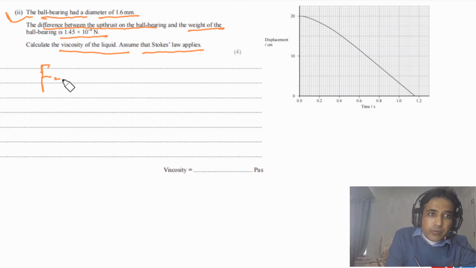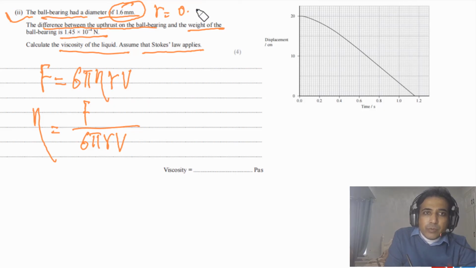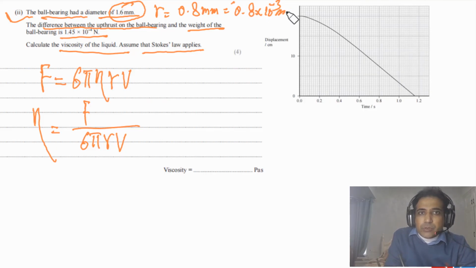So simply we can write down Stokes' law tells us that drag force is equal to 6 pi eta r v. We need to calculate viscosity. So viscosity will be equal to F, the drag force, divided by 6 pi r times v. We have the diameter, so we can find the radius from here. That will be equal to 0.8 millimeters, or we can say this is 0.8 times 10 to minus 3 meters. So this one is the radius.